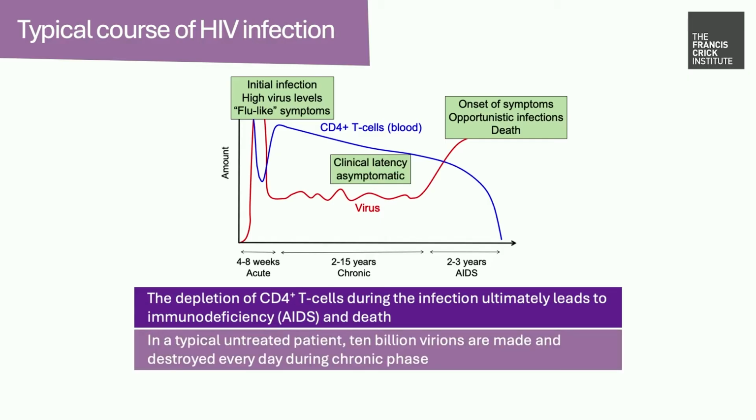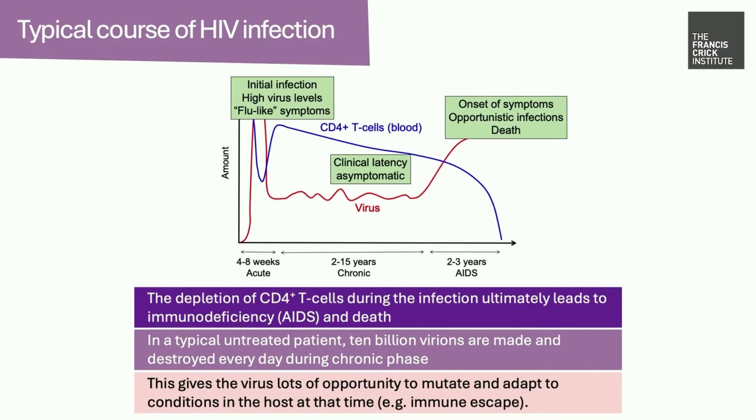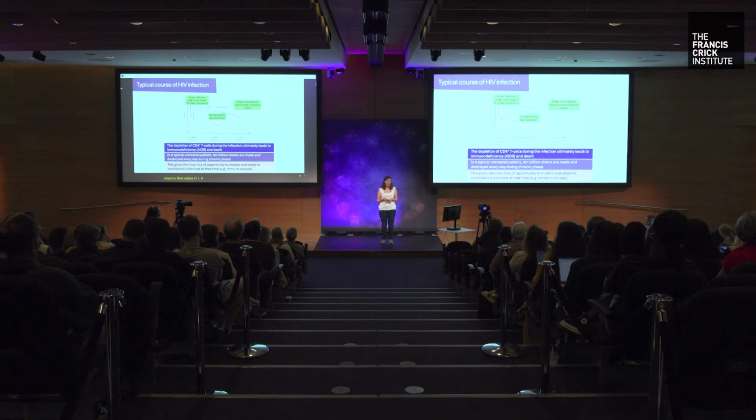But during the chronic phase of infection, an infected person can make 10 billion new viral particles every day. And this gives the virus multiple opportunities to mutate, to adapt and evolve. And this is one of the reasons that makes HIV so difficult to deal with.